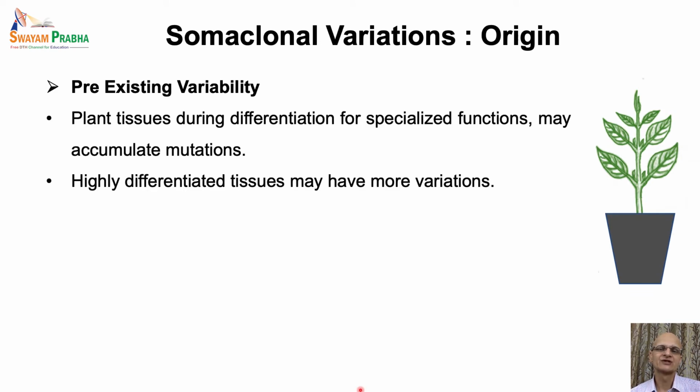In plants, somatic tissues accumulate mutations with age and differentiation status. The more specialized the tissue in the plant body, the greater the chances of mutations being present in those tissues. Further, more specialization means these cells are highly differentiated to perform specialized functions. For example, the leaf versus meristem tissue.